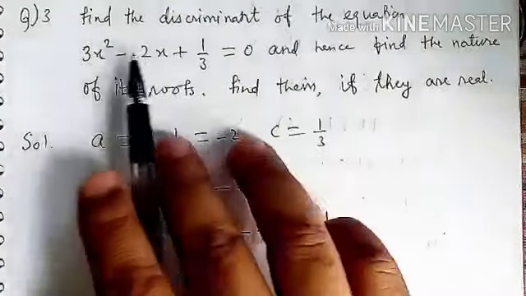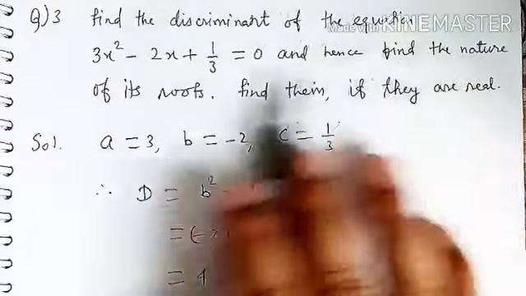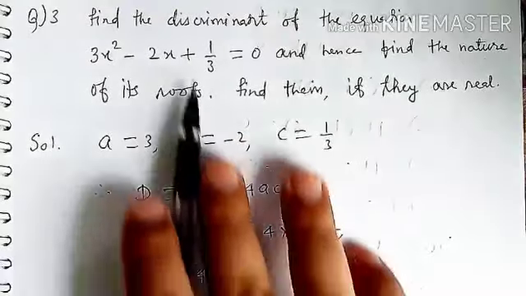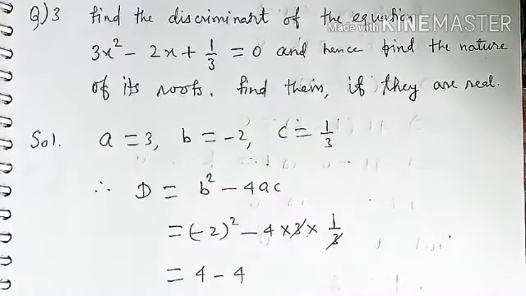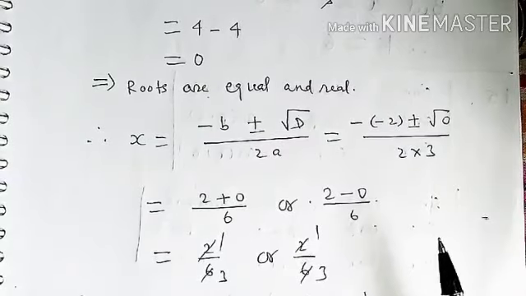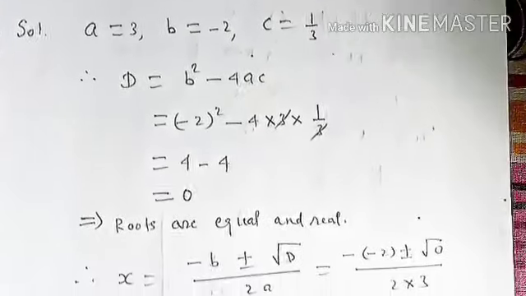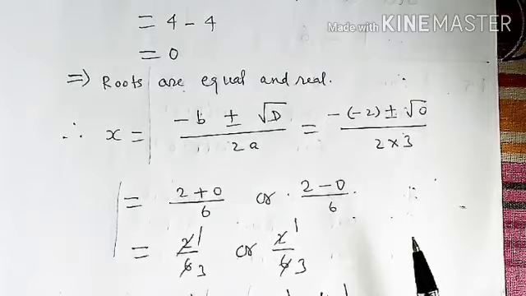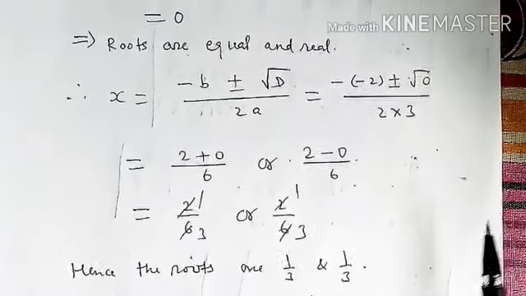Find the discriminant of the equation 3x square minus 2x plus 1 by 3 is equal to 0, and hence find the nature of its roots. Find them if they are real. See here, a is 3, b is minus 2, c is 1 by 3. Then we have to find d. Here we get d is equal to 0. This implies that roots are equal and real. Now we put the values of b, d and a in the quadratic formula to get x as 1 by 3 or 1 by 3. Hence the roots are 1 by 3 and 1 by 3.